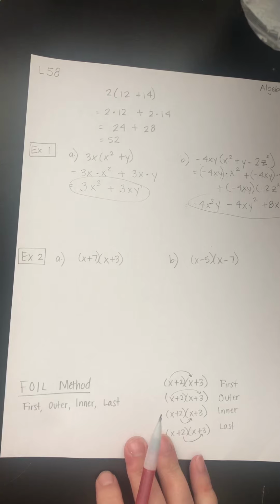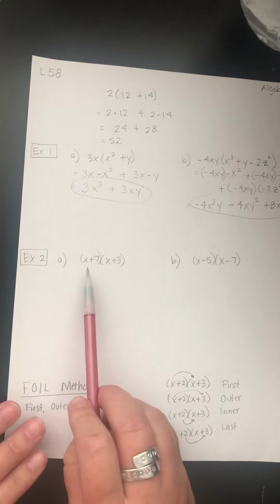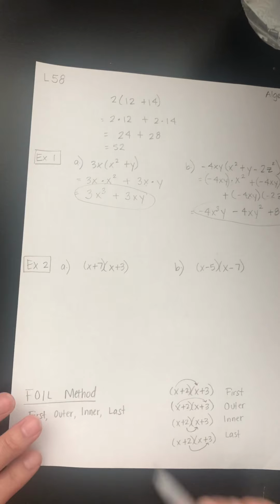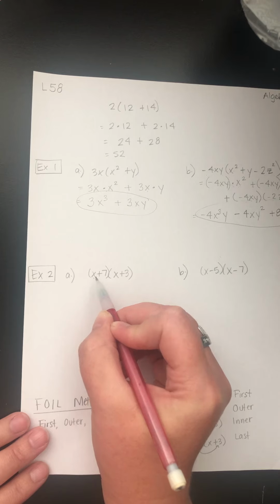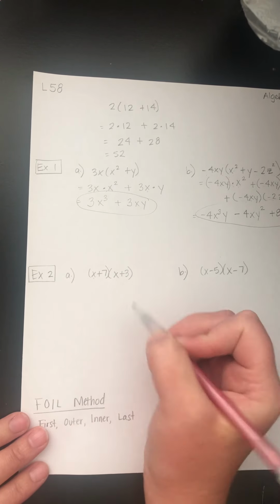Example 2, this was a monomial with a polynomial. Now we're going to multiply two polynomials together, and we're going to use distributive property. Just what we were doing up here. So we're going to take this first term of our first polynomial, and we're going to multiply it by each term in our second polynomial.